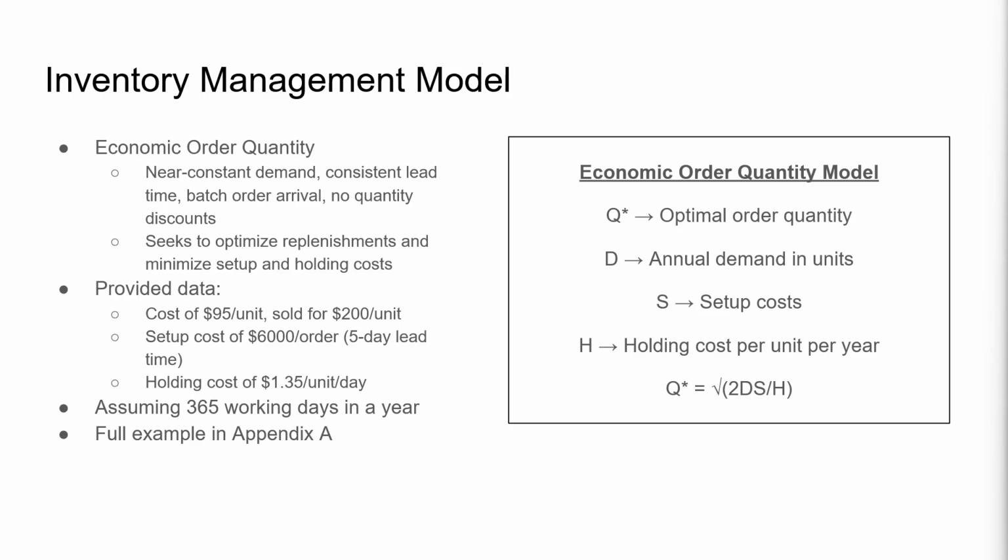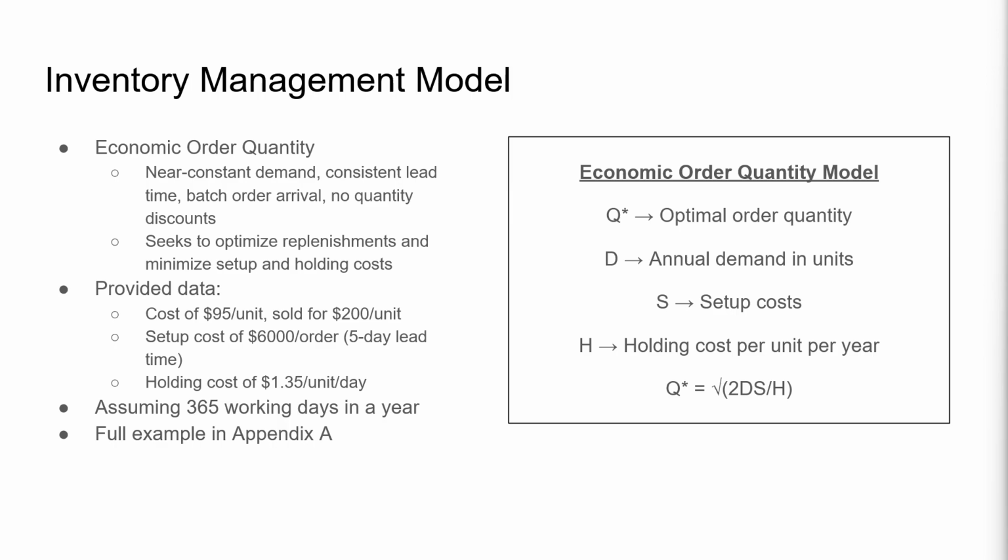The demand for the Amulet is largely constant, at least week to week. The product has a consistent lead time with all ordered inventory arriving at the same time, and there are no discounts for larger order quantities. With these factors in mind, the economic order quantity model is an ideal candidate for this scenario. This model seeks to optimize inventory replenishment through the minimization of both setup and ordering costs.